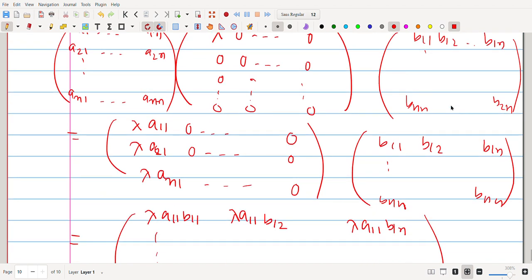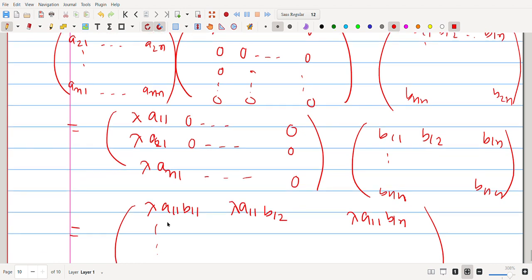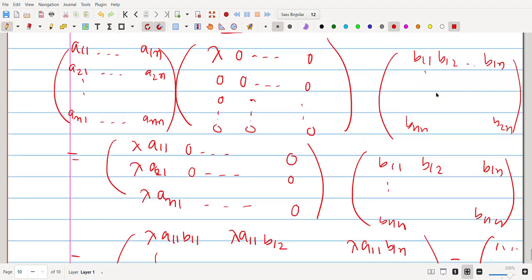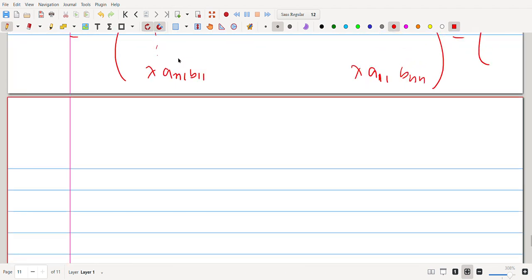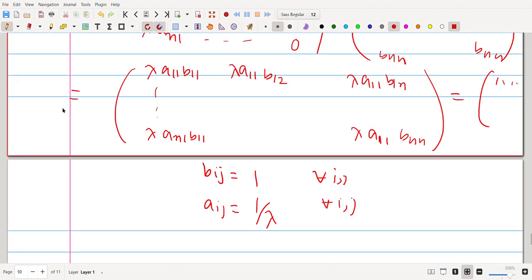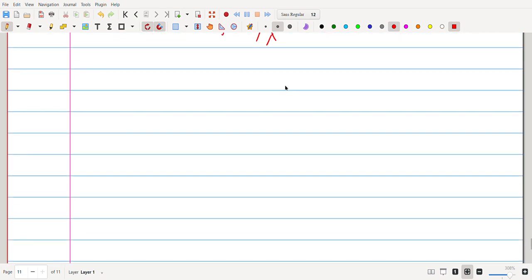Now take this matrix to be all entries 1 by lambda and this matrix to be all entries 1. Then all the entries become 1. So you take the matrix B with Bij equal to 1 for all ij, and take Aij equal to 1 by lambda for all ij. Then we will get the matrix where all entries are 1.